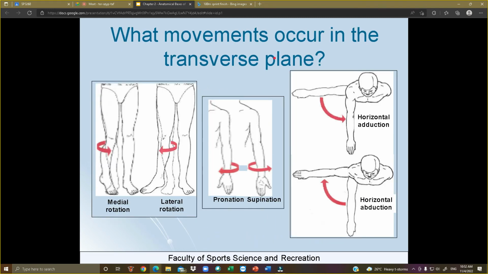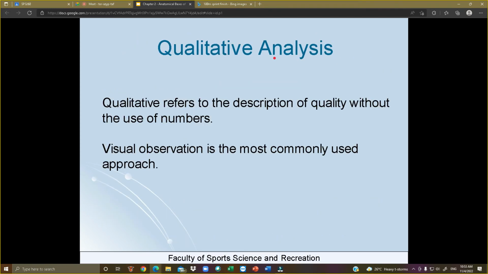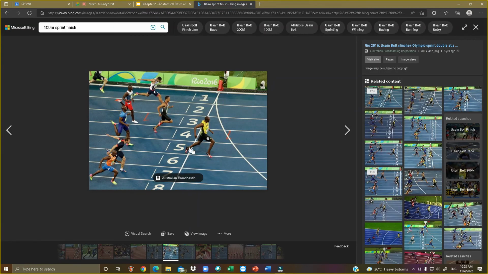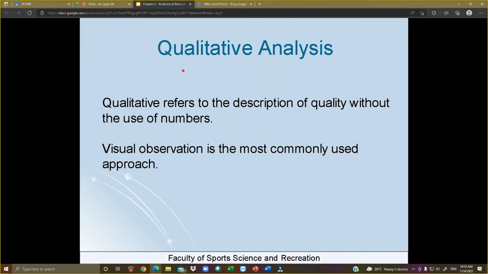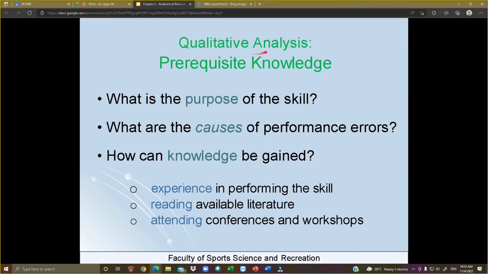We want to describe things like this. Is the horizontal adduction maximum? The answer is maximum or not maximum. Just like that. If the running action is good, the answer will be yes or no. That is qualitative analysis. Qualitative analysis is conducted by visual observation. So it is greatly influenced by the plane. Which plane gives you the most information? That is qualitative.